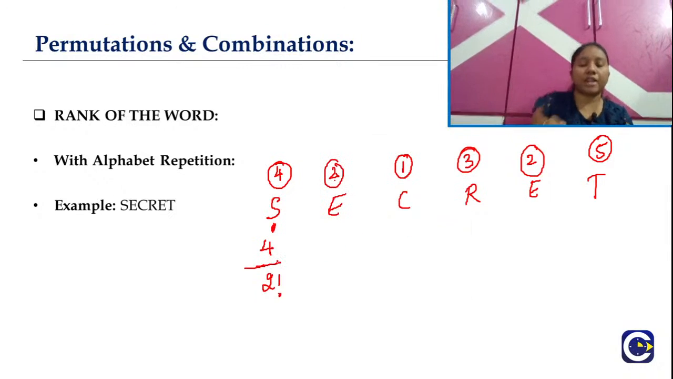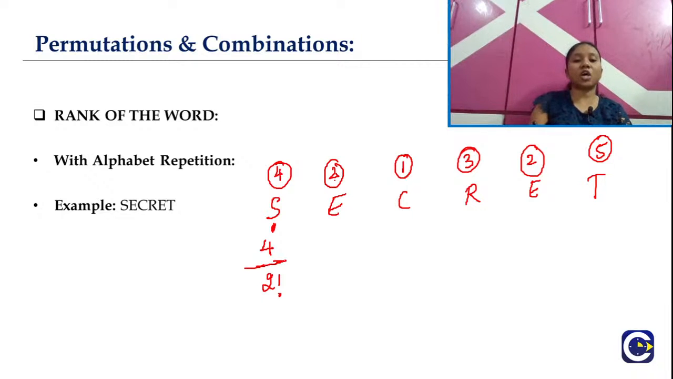Right. So 4 divided by 2 factorial. This is the only change we can observe here. Whatever alphabets are repeating, and how many times they are repeating, we have to divide by that. Like we have seen while dealing with objects, if we have the same kind of objects, we are going to divide. So the same procedure will be applicable here.